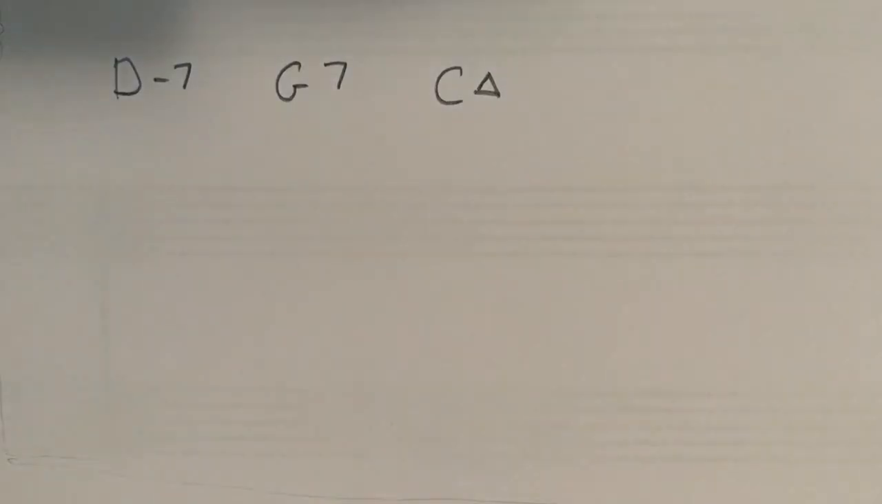With a 2-5-1 in minor, we end up with, instead of, so a regular 2-5-1, now I'm going to try some writing. A regular 2-5-1 in major would be D minor 7. This is in C major. G7, C major 7. Right.